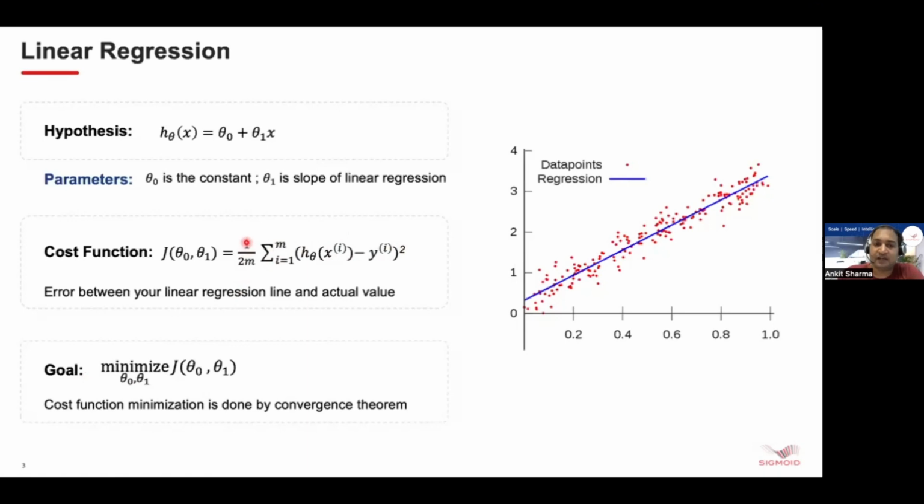Here we are multiplying by 1 by 2m to average out the summation of squared values so that your cost function doesn't get impacted by the number of records available in your data. And we are using a squared value here because in the cost function we are using the mean square error. That's why we are squaring here, right? Now our ultimate aim is to minimize this cost function by changing the value of theta. When I say minimize this cost function, it will be minimized when the difference between your predicted value and your actual value is minimized, right? So this is how we are going to minimize the cost function.